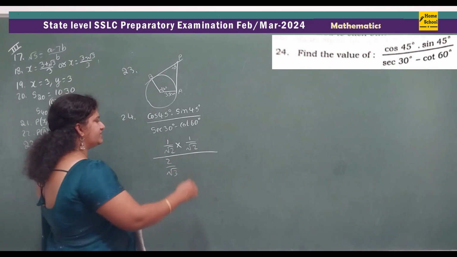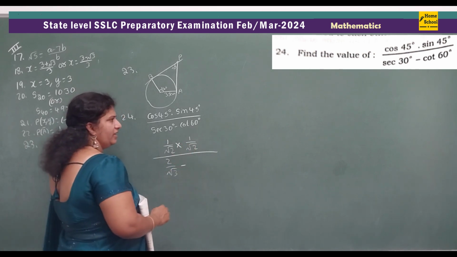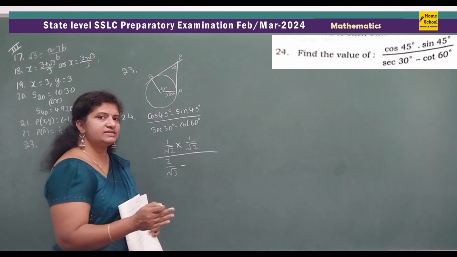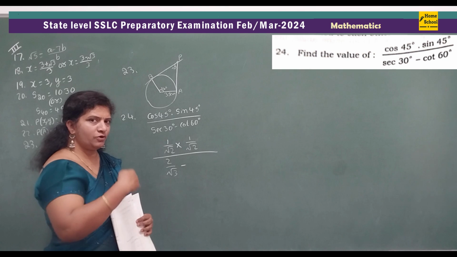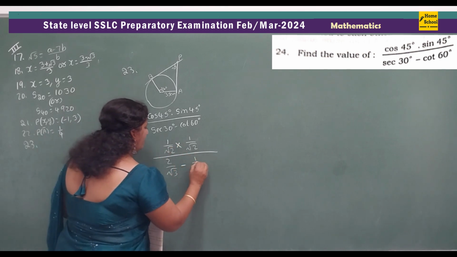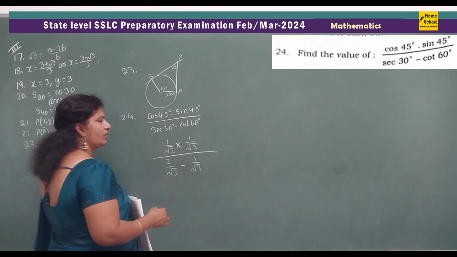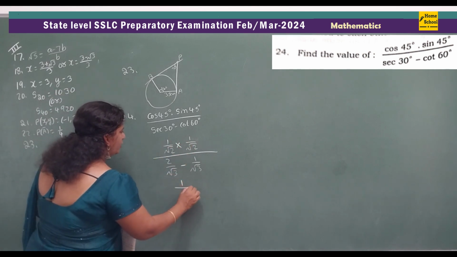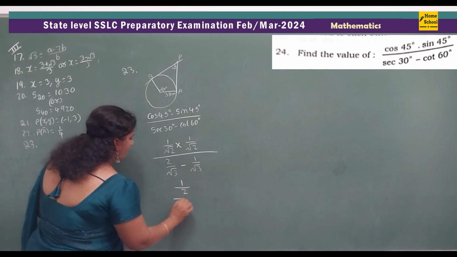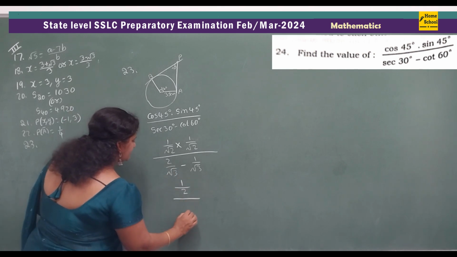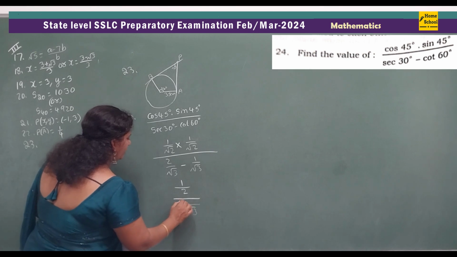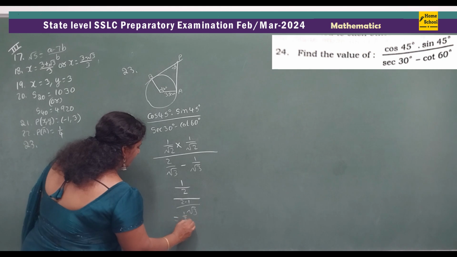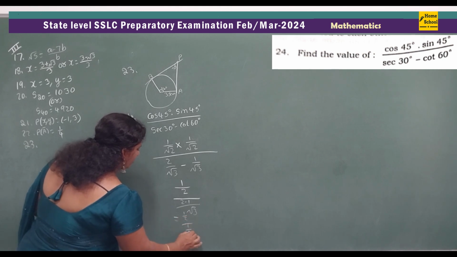Okay. Now, in the same manner, cot 60. If you remember the cot 60 value, directly you can write. Otherwise, tan 60 value is root 3. Now, reciprocal of root 3 will be 1 by root 3. Now multiply this. 1 into 1 is 1. Root 2 into root 2 is 2. By, do this LCM, root 3. 2 minus 1 by root 3. That will be 1 by 2 by 1 by root 3.